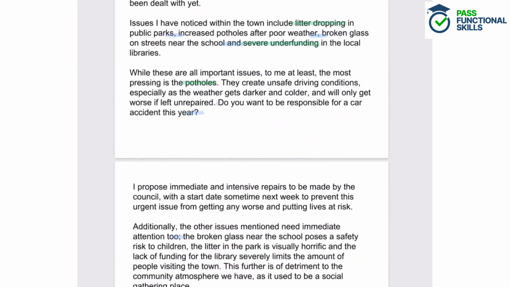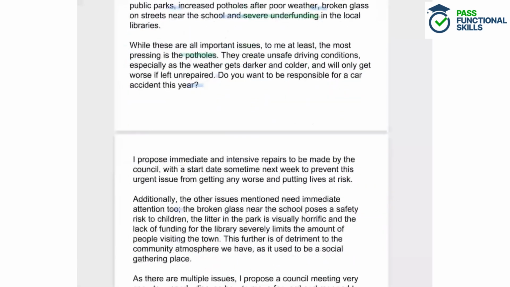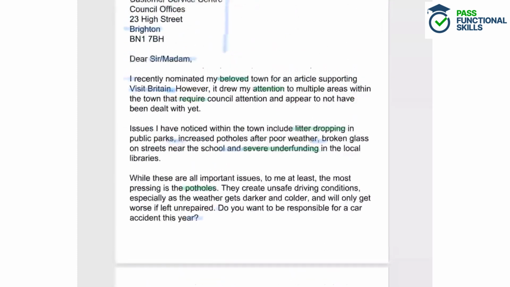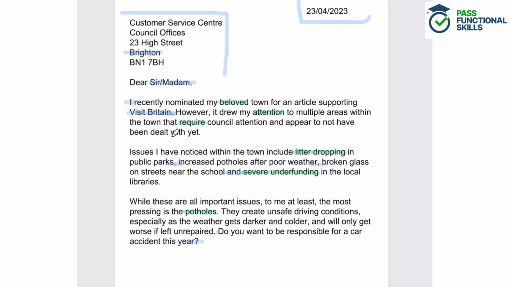Now this answer is a little bit long, but it's not tremendously long. It's got 6 paragraphs there, and some of them are quite short, so this will be okay. We've also got a range of details that have been used as well, and these details fully answer the question. So we've got a range of issues spoken about here. For example, we've got the litter dropping, the potholes, the broken glass, and the underfunding of the libraries.